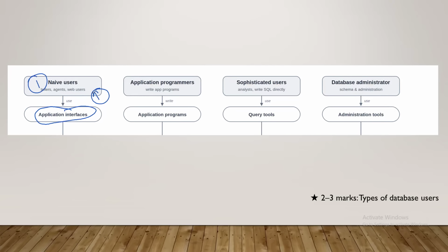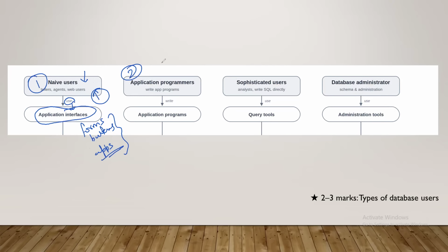So you are interacting through this interface, and what are these interfaces? They are developed in the form of forms, buttons, and apps. In these forms you will see this application. So the users who are directly interacting with and utilizing this interface are called naive users. The second ones are our application programmers.